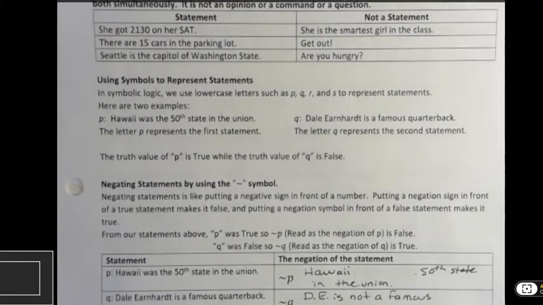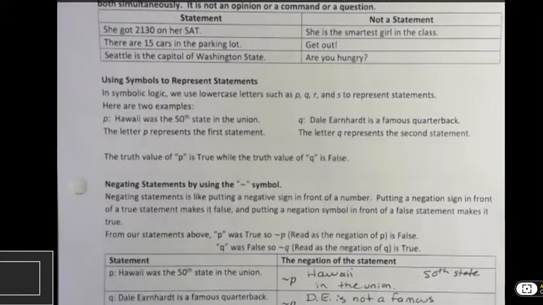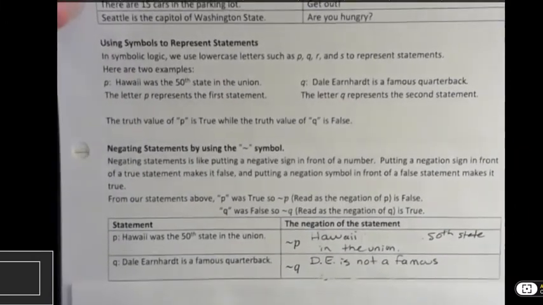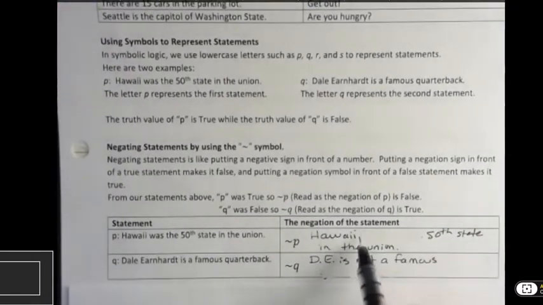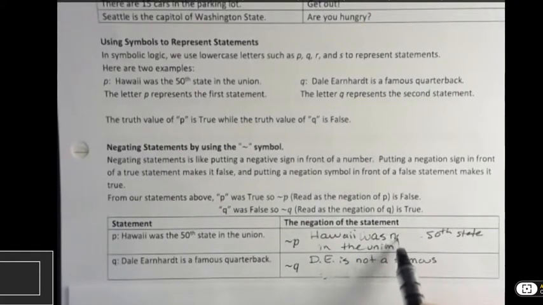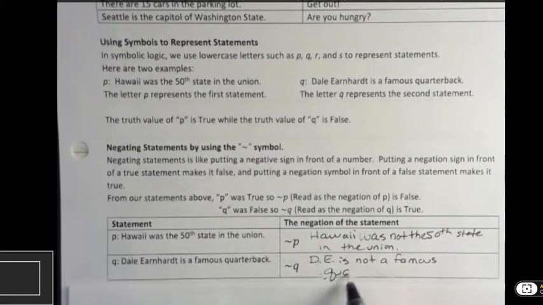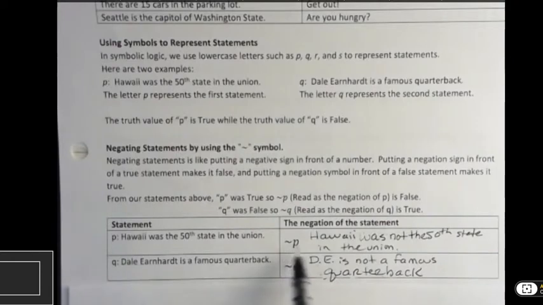And then we could say if P is Hawaii was the 50th state in the Union, what would not P, or the negation of P, look like? That would be Hawaii was not the 50th state in the Union. So I could just make it as not. And then Dale Earnhardt is a famous quarterback. The negation is Dale Earnhardt is not a famous quarterback. So negating the statement with symbols also means we've negated the statement in English, and we can rewrite that.